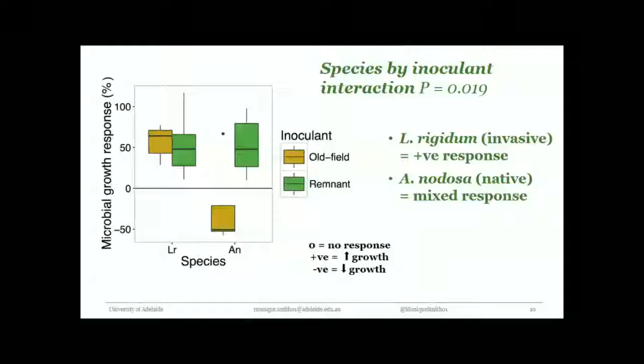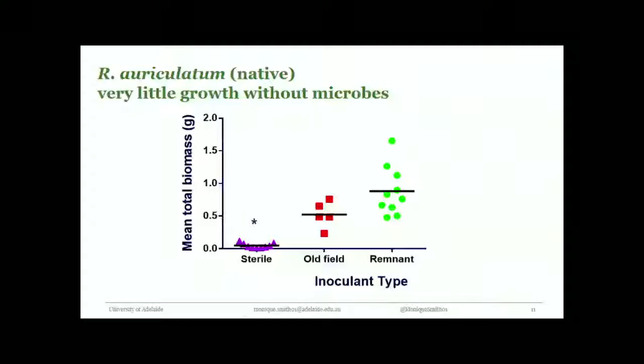What you can see here on the left of the graph is the response of the weed species, which had a positive growth response with both old field microbes and remnant microbes. The native species there, Austrostipa, had a negative growth response with old field microbes, but a positive growth response when grown with remnant microbes. Now, the other native species had very little growth in the control. So there appears to be some sort of reliance on soil microbes for their growth, and with remnant microbes, maybe a slightly increased growth.